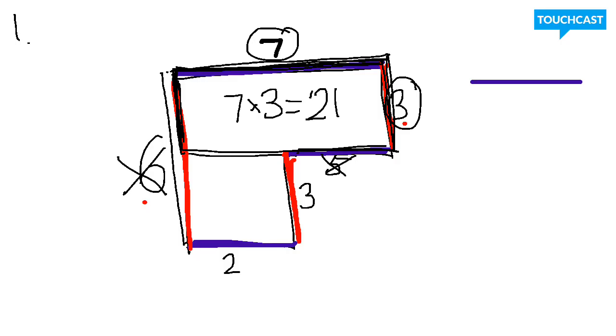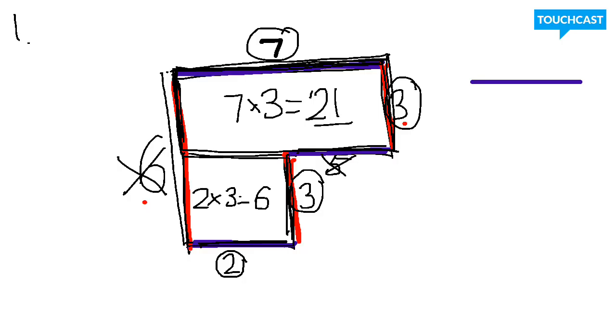Equals 21 square units. But we're not done yet. We need to figure out the area of the bottom rectangle. Let's take a look. So what is the length of this side, the blue? Well, it's just 2. That's pretty simple. And what is the length of this side? It's 3. So 2 times 3 equals 6.